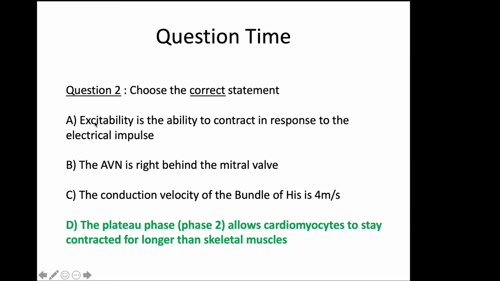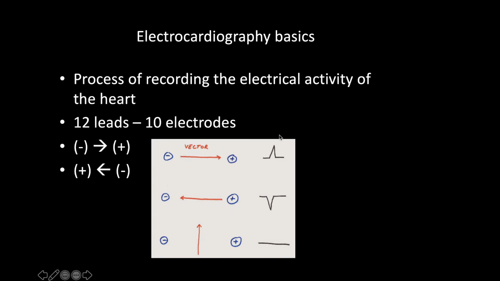Contractility is the ability to contract in response to an electrical impulse. And excitability is merely the ability to respond to an electrical impulse. All right, let's get to the basics of ECG. Electrocardiography is the process of recording the electrical activity of the heart. It's formed of 10 electrodes that give off 12 leads.